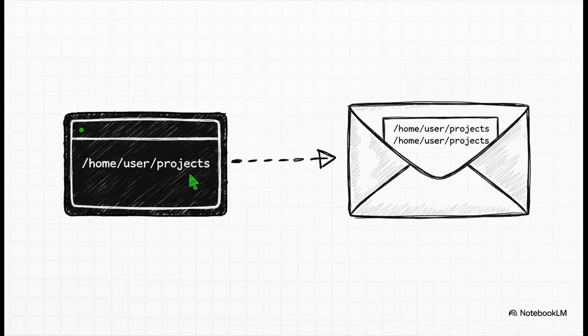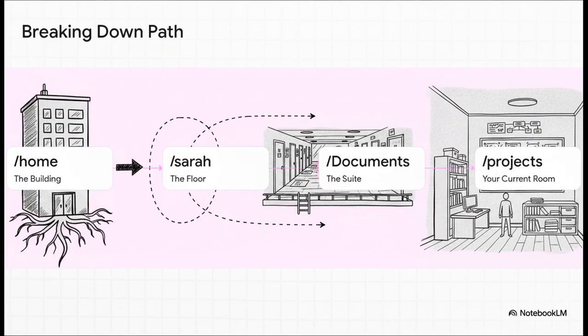Now, this isn't just the room's name, it's the full address. It's a step-by-step guide on how to get to your room all the way from the building's front door. So let's break down what that address actually means. Using our building analogy, this makes perfect sense. That very first slash, that's the main entrance to the whole system. From there, you go into the home part of the building. Then you go up to the Sarah floor. On that floor, you find the documents suite of offices. And right there, inside that suite, is the projects room. That's where you are. See? It's just a path from biggest to smallest.